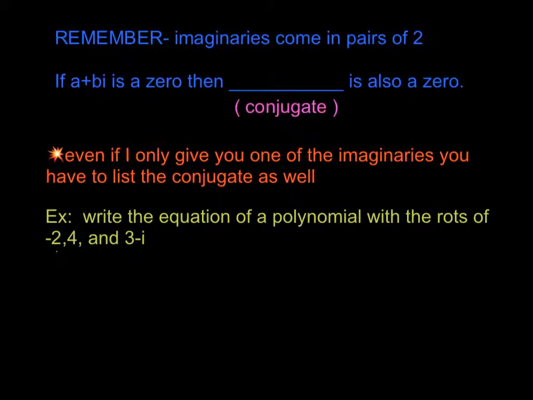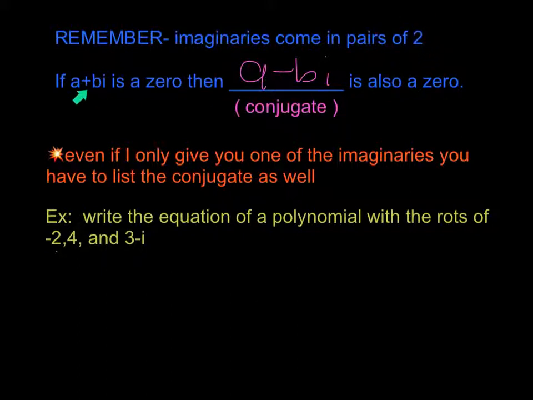Okay, for this, you need to remember that imaginaries come in pairs of 2. So if a plus bi is a 0, then a minus bi is also a 0, its conjugate. You do not change the a. The only thing you do is change the sign in the middle. One positive i, one negative i. Imaginaries always come in pairs of 2.